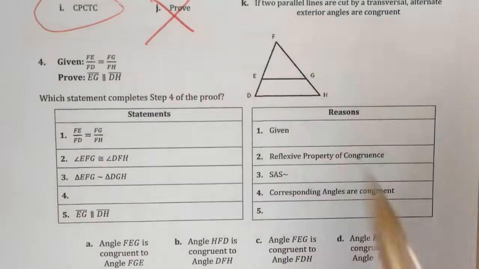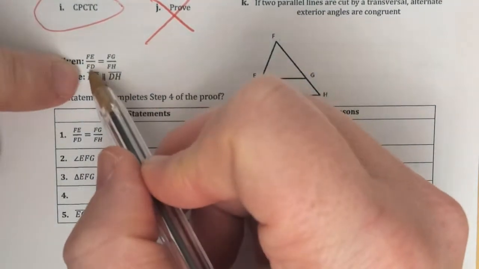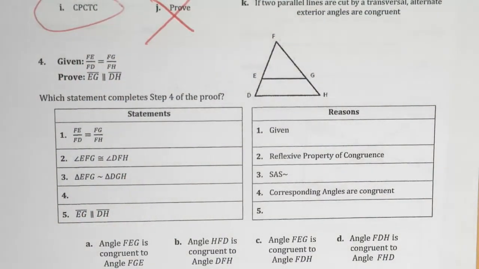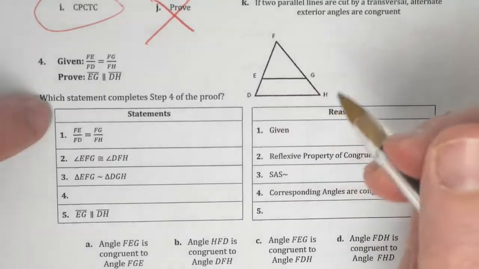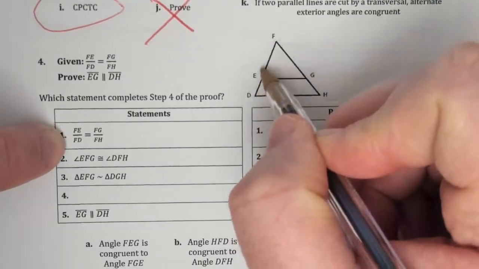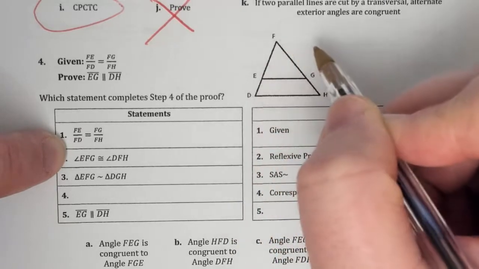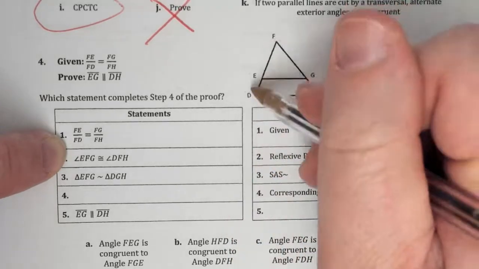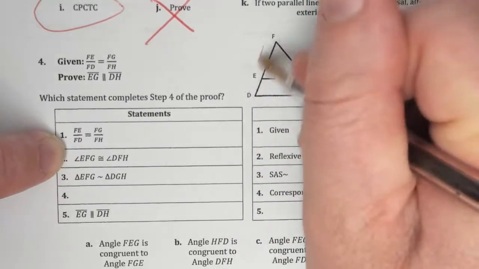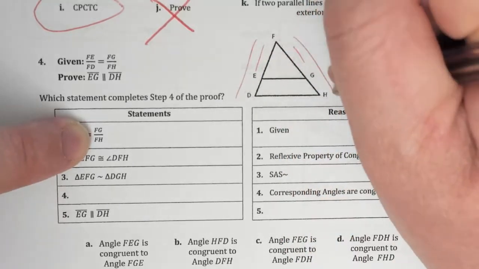Okay, so these two are proportional to those. Okay, so it was given. So we're saying that these two triangles are proportional to each other. We have no idea what's going on, but we're just going through stuff, right? So FE and FD are proportional to each other. So this and this are proportional, and this are proportional.